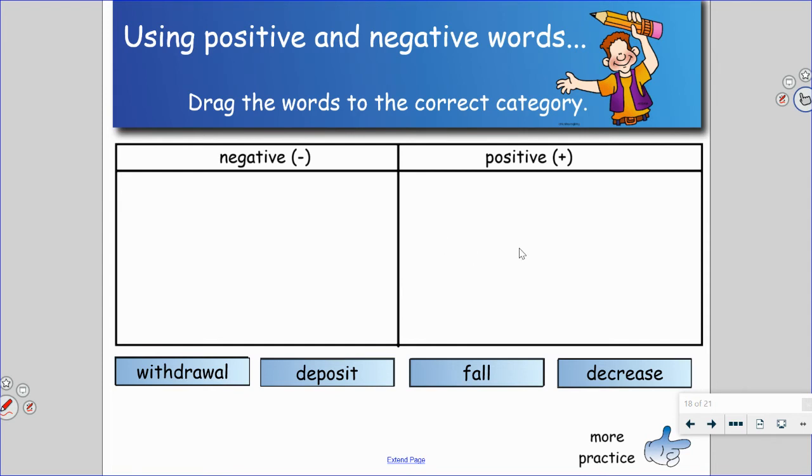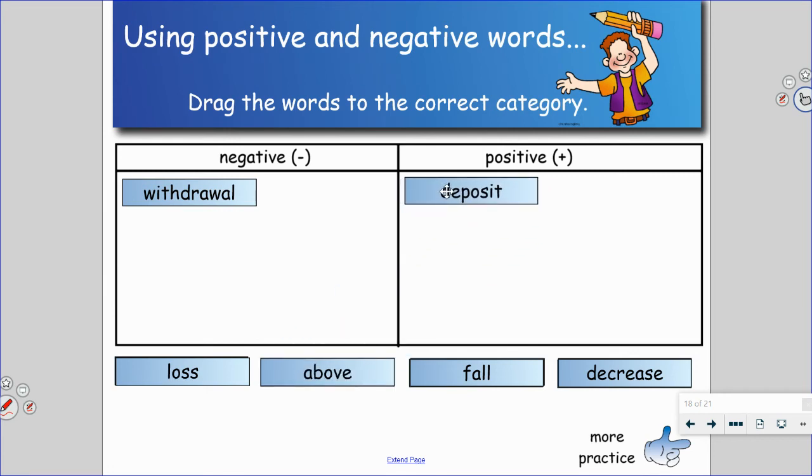So pause now, please. All right, so in these particular cases, withdrawal means you're taking your money out, but deposit means you're putting money into a bank account. Naturally, fall means going down, and decrease also means going down. All right, so now we have another 4 words. Pause, put those words in place. Come on back when you are ready.